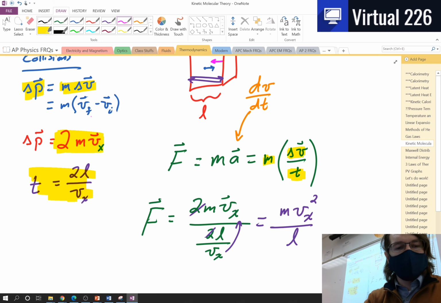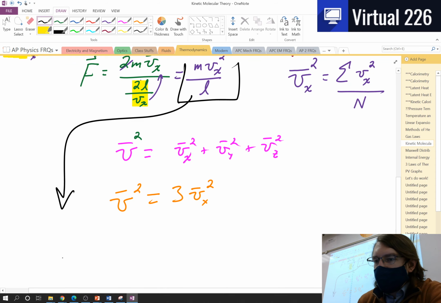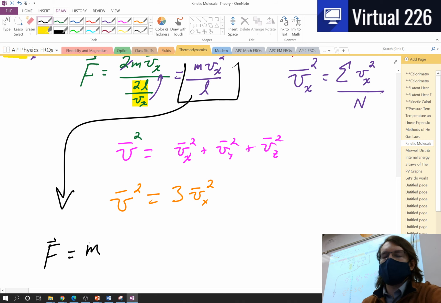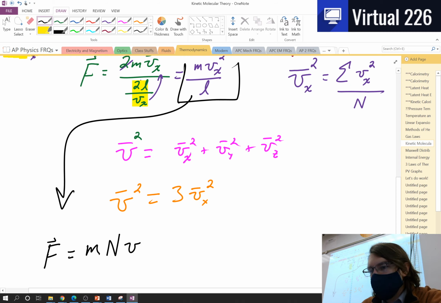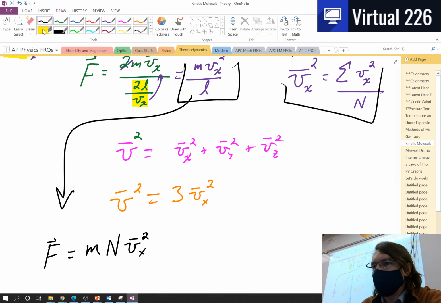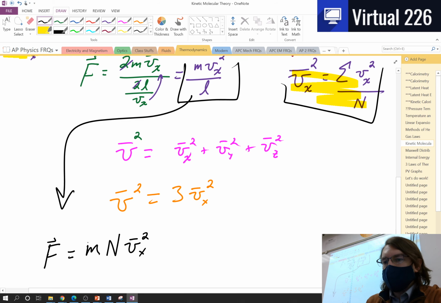Okay, so what we see now is that our force is going to equal the mass, and we're assuming that all the gas is the same mass here. And then we're going to have some number of particles in there. And then these particles are all moving at some average velocity squared in that x direction. So now we're taking this idea in the top right here, and we're applying it into our equation. And this is all divided by a length.